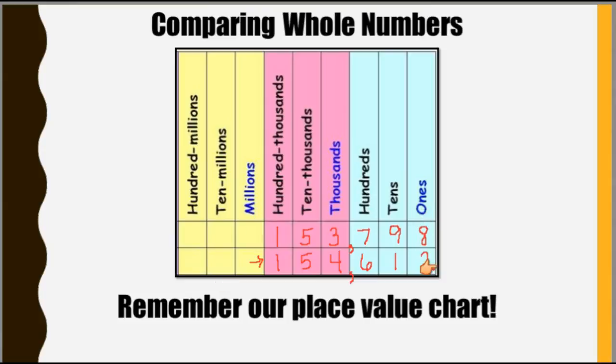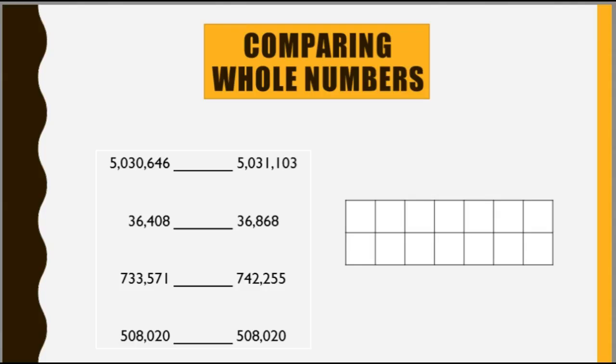So the trick is to always start over here. Don't start at the ones. You want to start with the biggest place value first. Okay, so that's just a little tip. I always do that when I'm comparing larger numbers, because like I said, your eyes can play tricks on you. Okay, so this is what I would do if I were in a classroom setting and I had this on my worksheet that I needed to do.